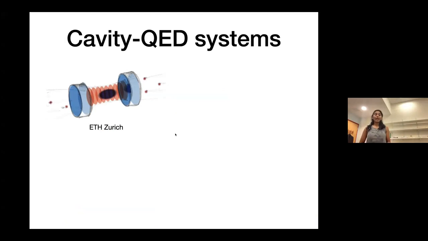All right. So since the realization in the late 40s that you can enhance the interactions between atoms and light by confining the light in a cavity, I think we've come a long way in the field of cavity QED. So this is, for example, an artist's rendition, but an example for experiments in ETH Zurich where in a cavity, they have an ultra cold atomic gas and are probing various effects of strong light matter coupling.